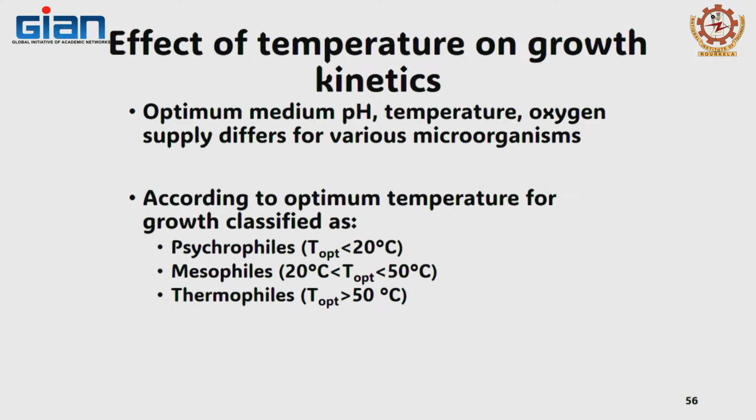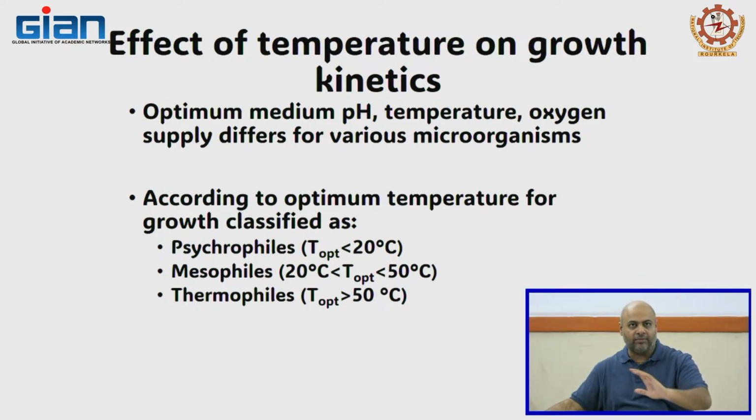Okay, so, effect of temperature on the growth kinetics, we will just skip the slides pretty quickly. These are some things that we have already discussed. So, optimum medium pH, temperature, oxygen supply differs for various microorganisms. Every microorganism will have different requirements for temperature, pH and oxygen demand. So, the optimum temperature for growth can be classified for bacteria. If you are looking at the psychrophiles, the optimum temperature is less than 20 degrees Celsius. For mesophiles, it is anywhere between 20 degrees Celsius and 50 degrees Celsius. For thermophiles, it has to be greater than 50 degrees Celsius.